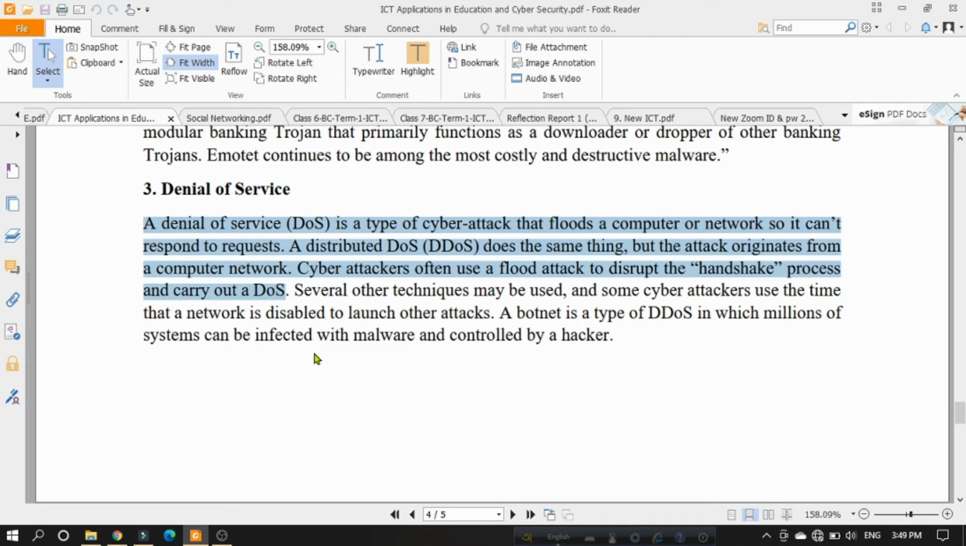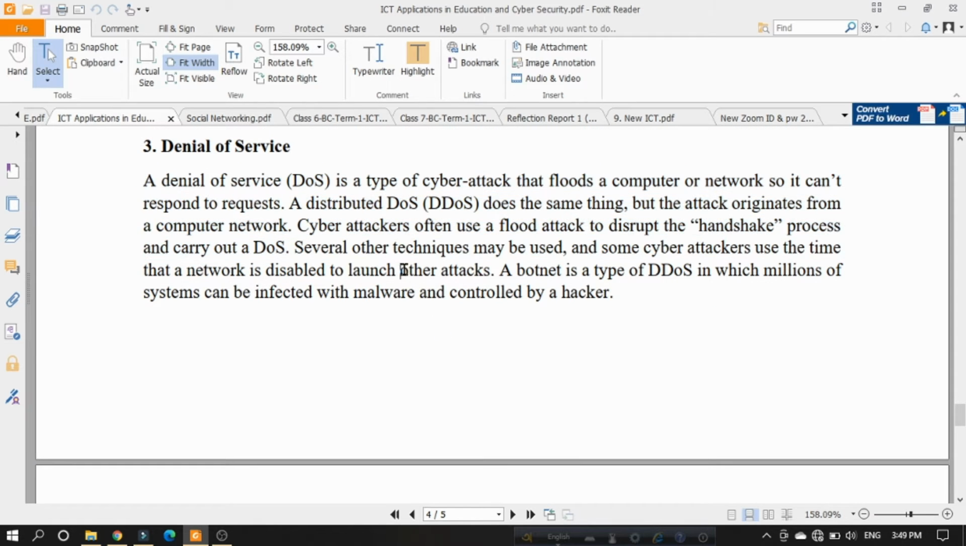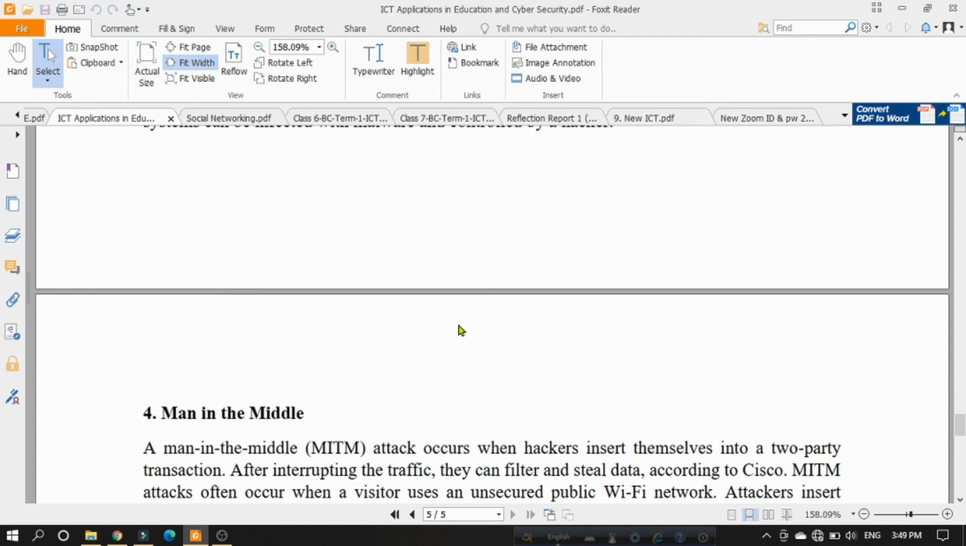Several other techniques may be used, and some cyber attackers use the time that a network is disabled to launch other attacks. A botnet is a type of DDoS in which millions of systems can be infected with malware and controlled by a hacker. These are the points based on denial of service. You can write in your own words. Using 3 to 4 lines is enough.